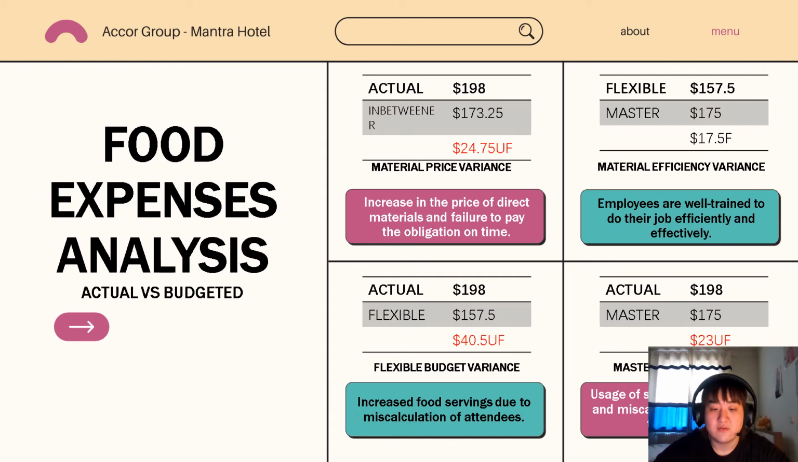A possible reason for this is that the management may have decided to increase the serving of food per guest, as they may have prepared for 50 people, yet only 45 attended. Lastly, its master budget variance is $23 unfavorable. It also results in a decreased profitability of the company. A possible reason behind this is the usage of substandard supplies and the miscalculation of the management in the number of food packs to produce.